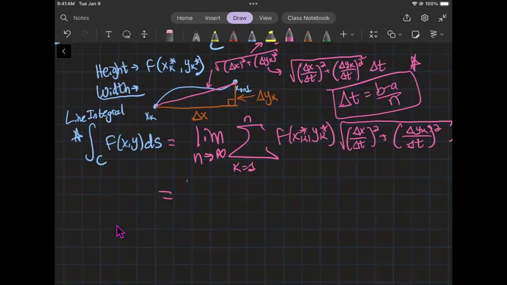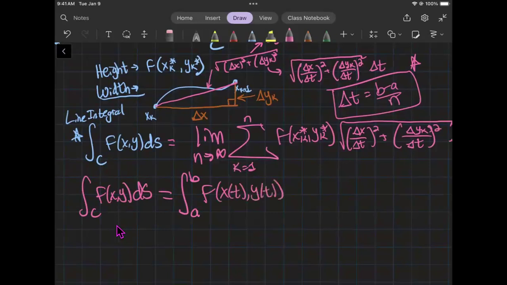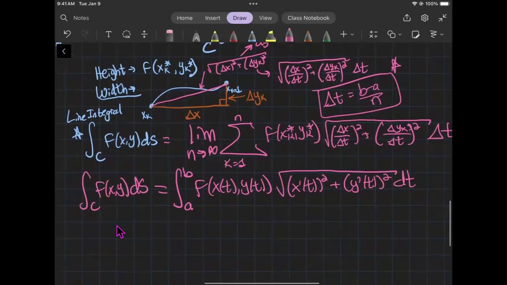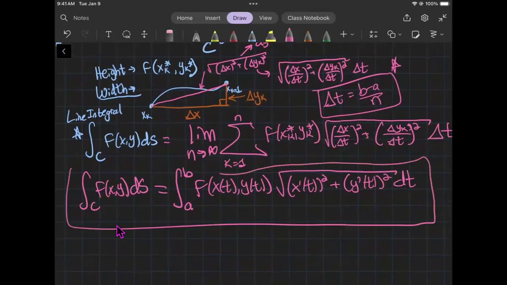So in terms of t, the line integral, this is the part that you should write down, is the integral from a to b of f of x of t, y of t times the square root of x prime of t squared plus y prime of t squared dt. So in terms of t, this here is a line integral.